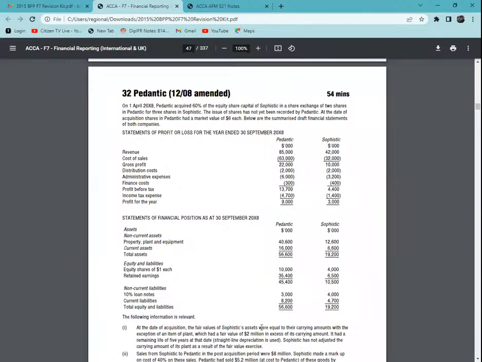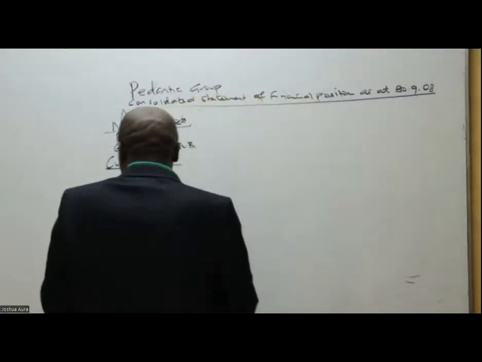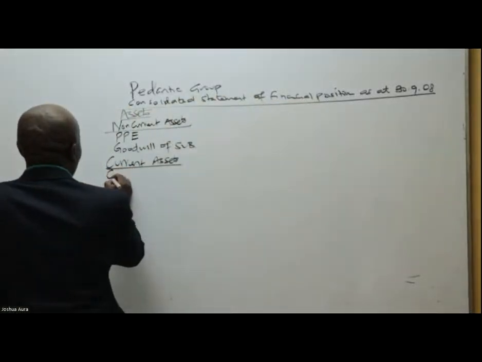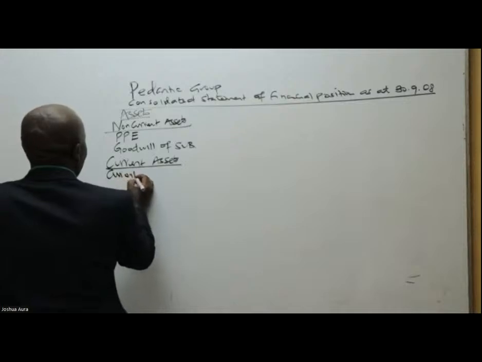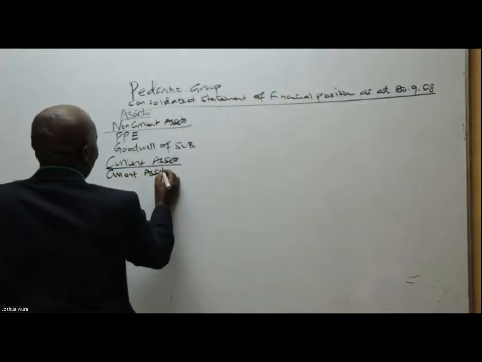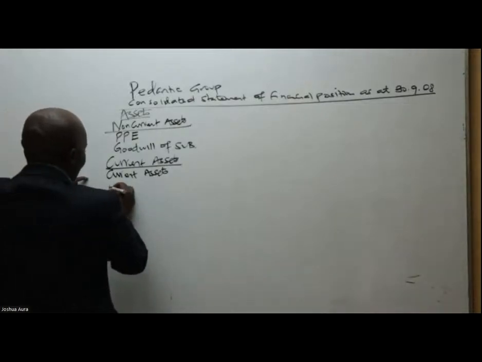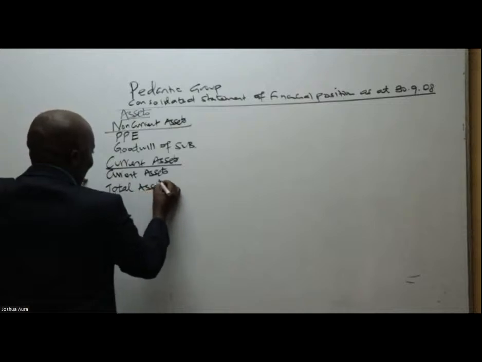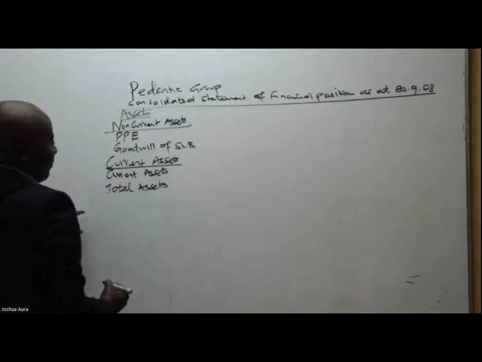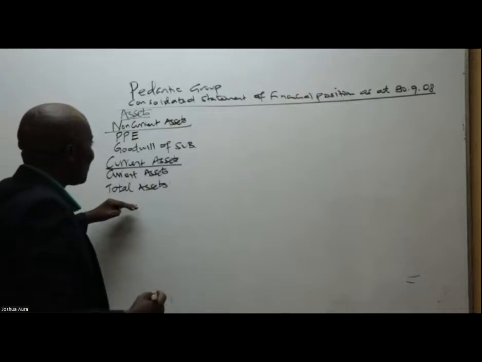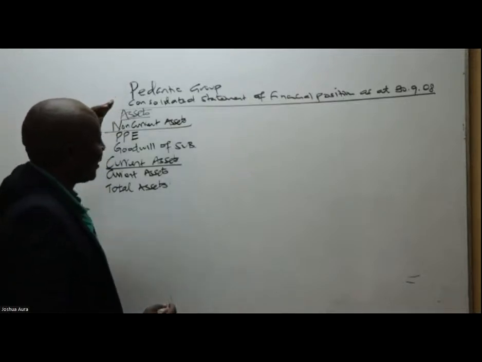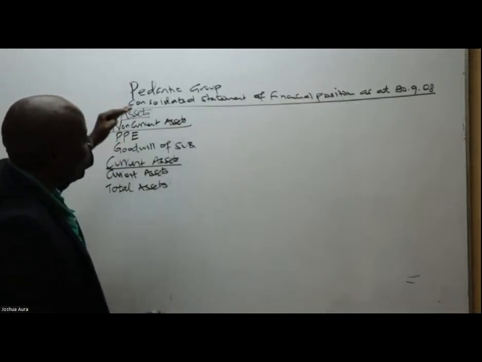So I'll simply come and mention their current assets, just like that. Great. So I'll come and write here, current assets, like that. And then of course I'll leave some space. You must keep on leaving space, remember. Some space here for total assets. So that's one part of the balance sheet, one part of the statement of financial position.